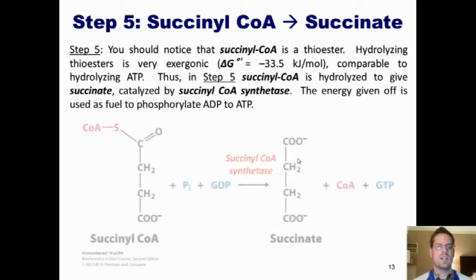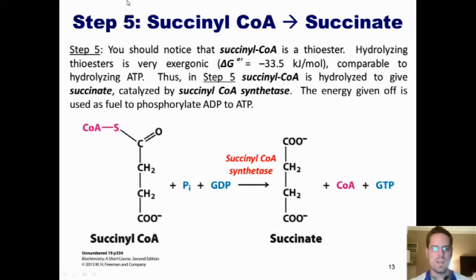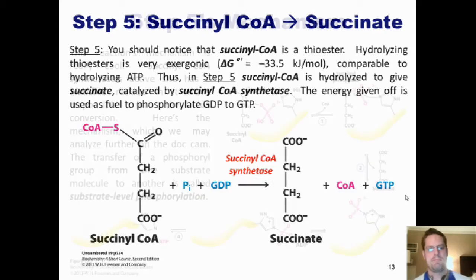Now we should notice that succinyl-CoA, shown here, is a thioester, which once again means that there is a sulfur-carbon single bond between the carbonyl carbon and this sulfur in coenzyme A. Now hydrolyzing thioesters is very exergonic, with a delta G value of negative 33.5 kilojoules per mole, which is comparable to hydrolyzing ATP. Thus, in step 5, succinyl-CoA is hydrolyzed to give succinate, shown here. As catalyzed by succinyl-CoA synthetase, the energy given off is actually used as a fuel to phosphorylate GDP and thereby make a molecule of GTP.